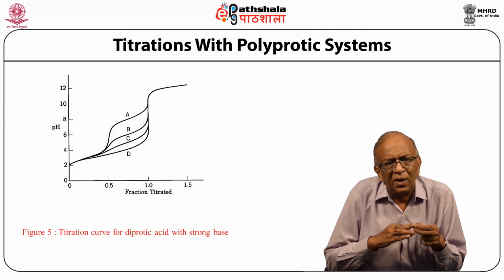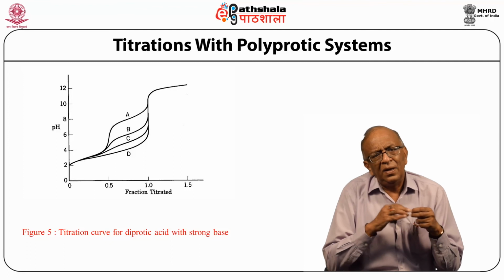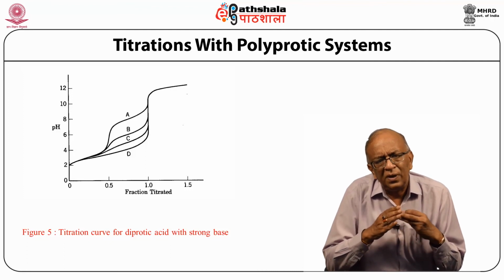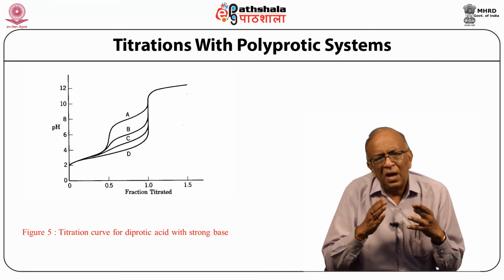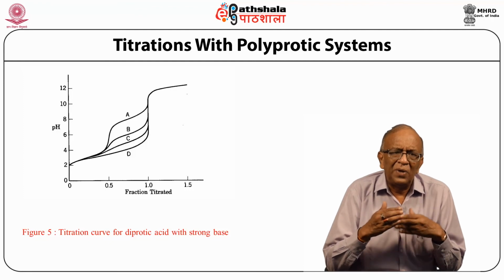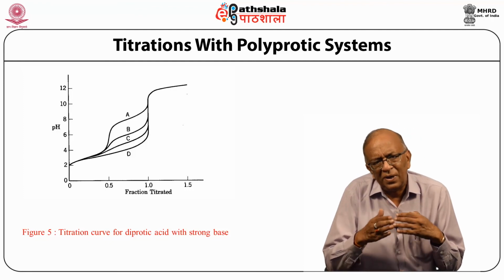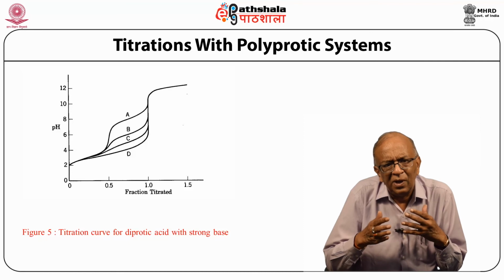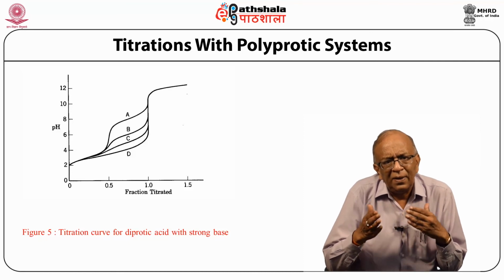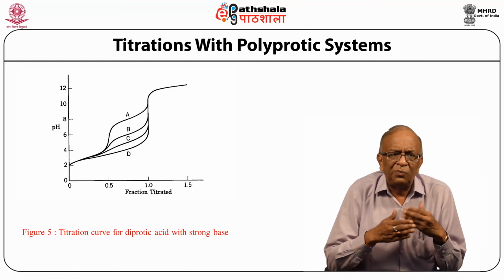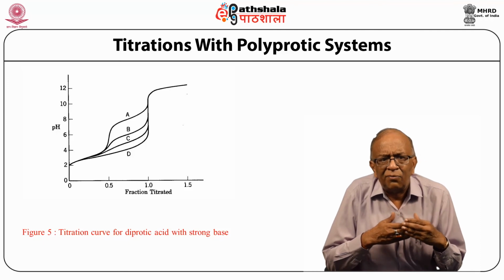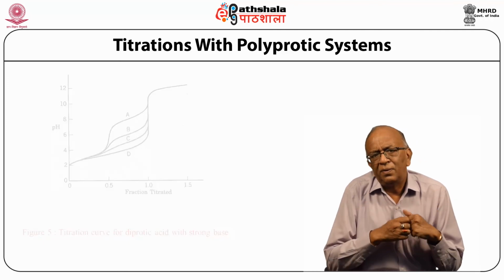Here also, these curves A, B, C, D all indicate how the proton ionizes, how it is liberated, and how it affects the pK values. Here the curve is between pH and fraction titrated.